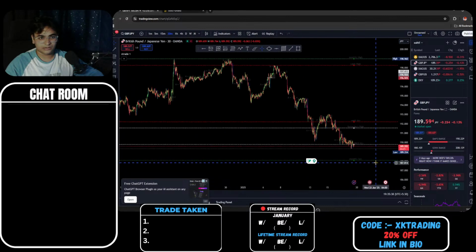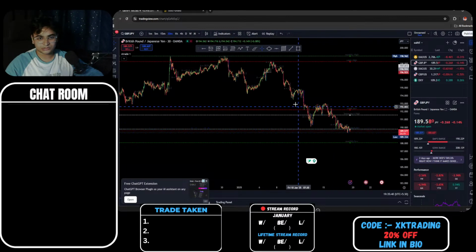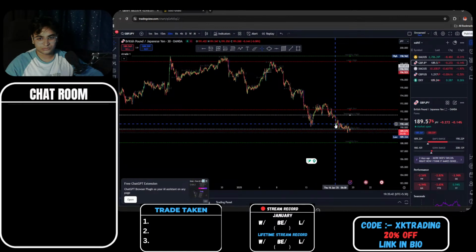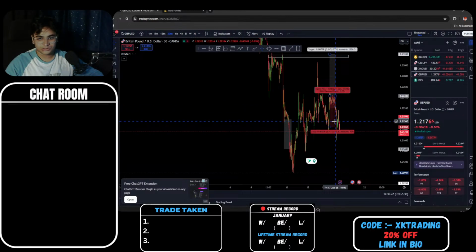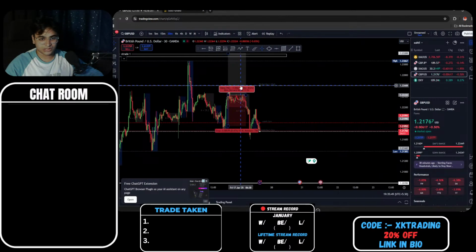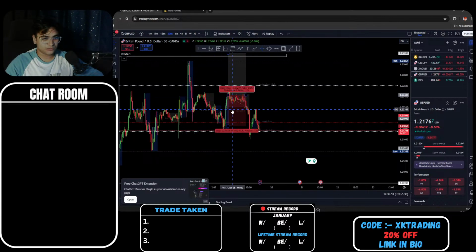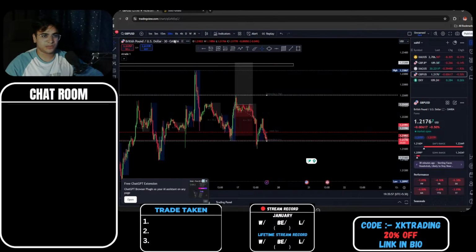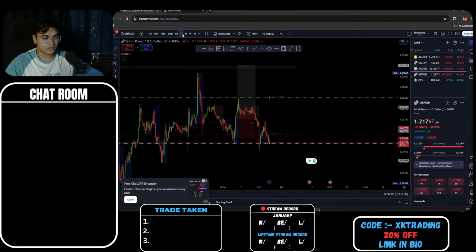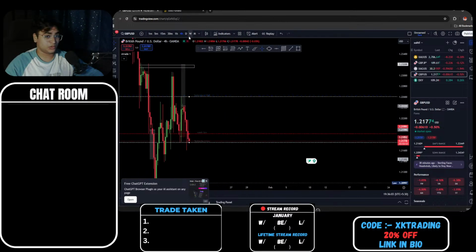Where did I remove the drawings? Oh, we are looking at the GJ, sorry. First of all, this was the trade here, and another trade was here. It was the same trade, but I lost around 50 pips on this one. I was expecting GU to break above this structure with the 4 hour and all, and it was looking good.